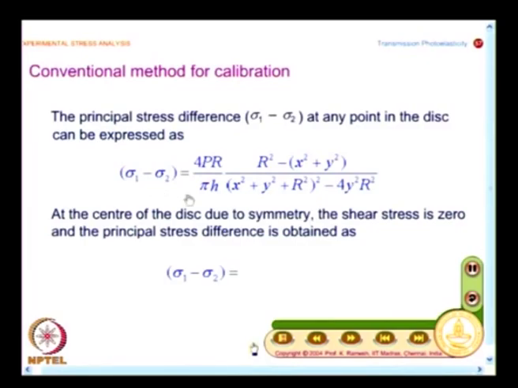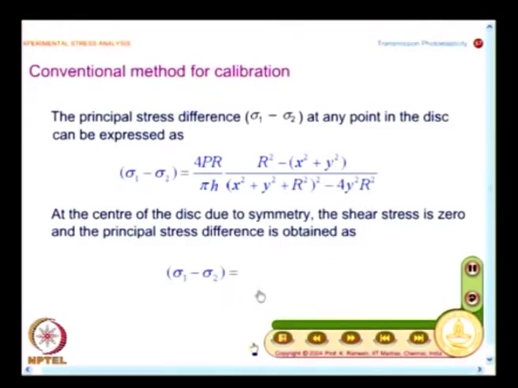So, keeping that in mind, I am going to have the expression of sigma 1 minus sigma 2 as a function of x comma y, and that is given as 4 p r divided by pi h into the square root of r squared minus x squared plus y squared, divided by x squared plus y squared plus r squared whole squared minus 4 y squared r squared. And once you have this expression, it is very simple to find the principal stress difference at the center of the disk.